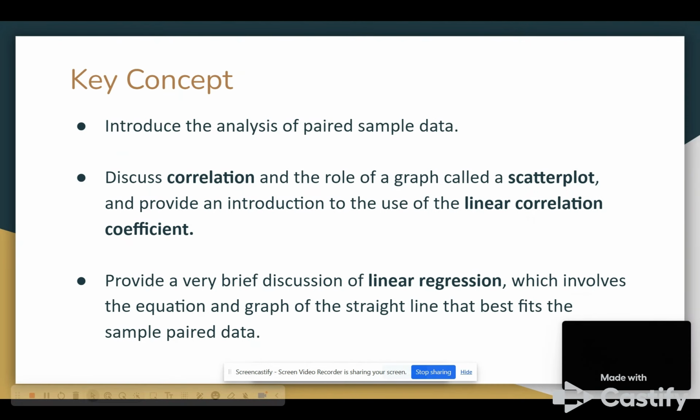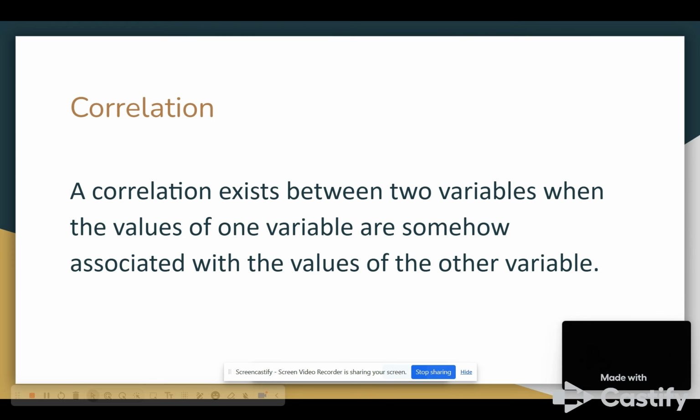And we want to discuss a linear regression, which is also known as a line of best fit. If our graph is more of a quadratic trend, which means it goes more of a curve, it's thought of as a quadratic regression, and then you might relate the terms curve of best fit. But a correlation exists between two variables when the values of one variable are somehow associated with the other.